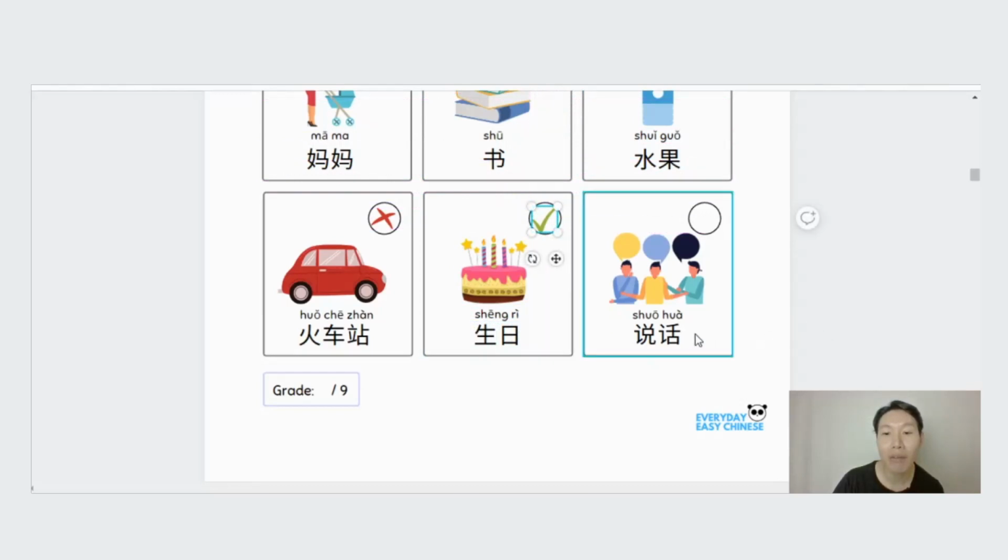Again, we have 生日. 生日 means birthday. So this is correct. And finally, we have 说话. 说话, which means to talk. If you see this radical, it often has something to do with talking or words or speech. So 说话 indeed means to talk. That's correct.